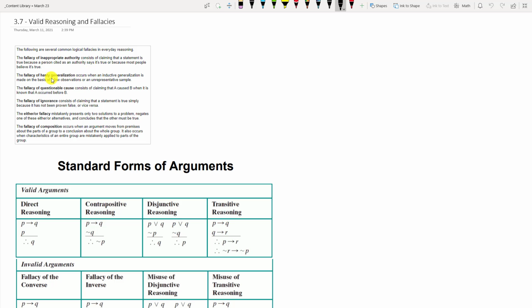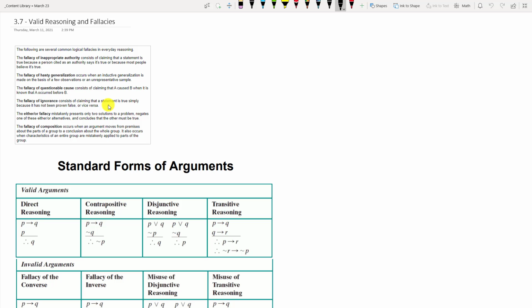There's the fallacy of hasty generalization, which is like saying, I talked to somebody else in my class and they're failing, therefore this class is really hard. You've only talked to one person, so maybe that's not true. The fallacy of questionable cause is claiming that A caused B just because A occurred before B. This is, I didn't wear my lucky underwear and the Houston Texans lost the football game. That's a fallacy of questionable cause.